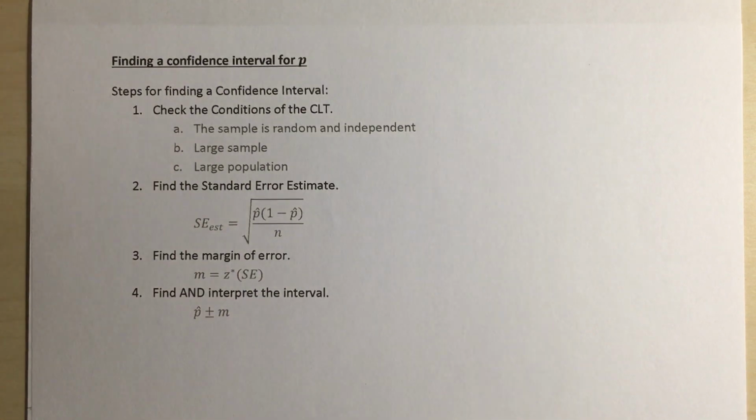Right, so when we're finding a confidence interval for P, we're going to have 4 steps. Our first couple of steps are going to look very, very familiar to what we saw in section 7.3. So step number 1 is going to be to check our conditions of the central limit theorem.